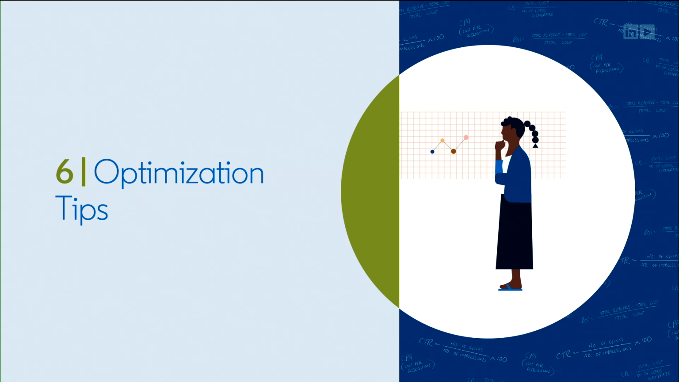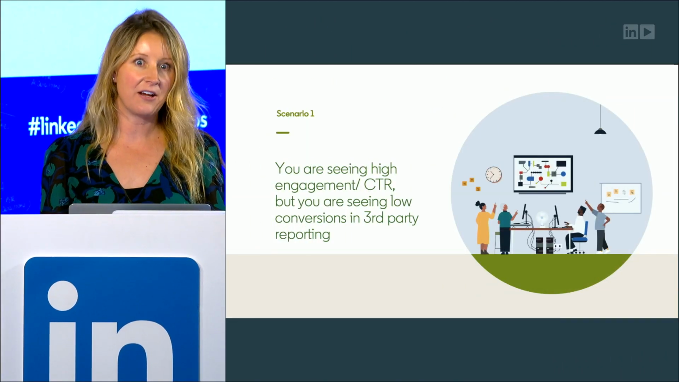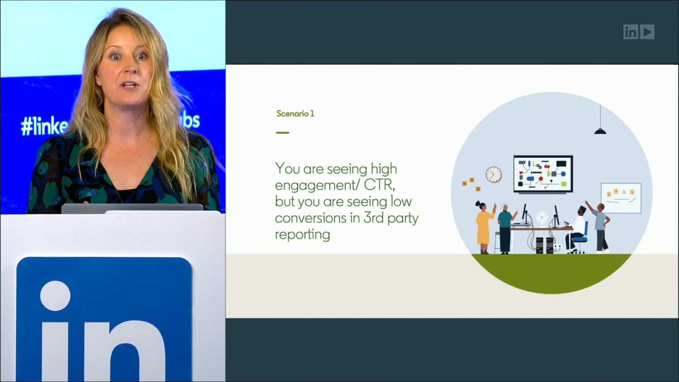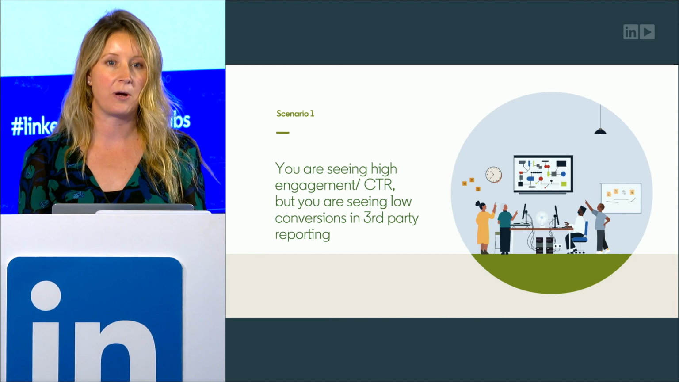Okay, so we're going to wrap everything up by talking about different ways to optimize your program. There are really 3 main levers that you can pull to optimize a campaign. One is targeting, the second is bids and budget, and the third is content. So we'll dive into all 3 of those. Let's take this scenario: you are seeing high engagement or click-through rates, but you're seeing low conversions in third-party reporting.